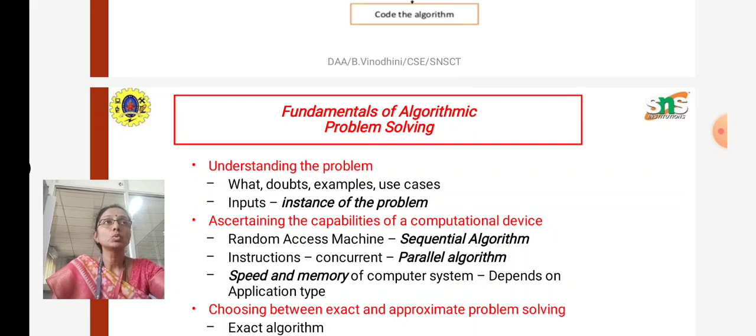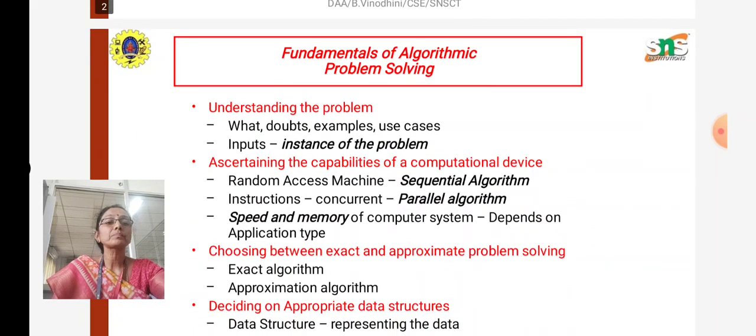The second step is decision making based on some factors. Decision making means deciding on the capabilities of devices, our storage devices. Based upon whether the machine is a random access machine, we decide whether to use a sequential algorithm or a parallel algorithm. We also consider the speed and memory of the computer system, and we have to decide whether our problem needs exact or approximate solutions. Based upon that, we have to select an algorithm.